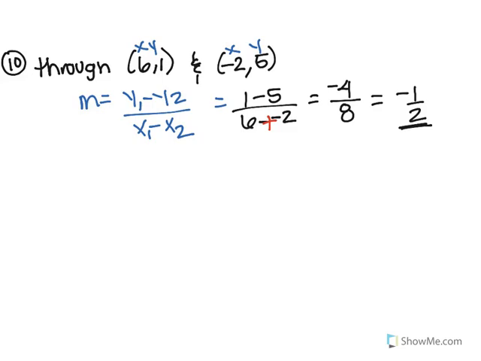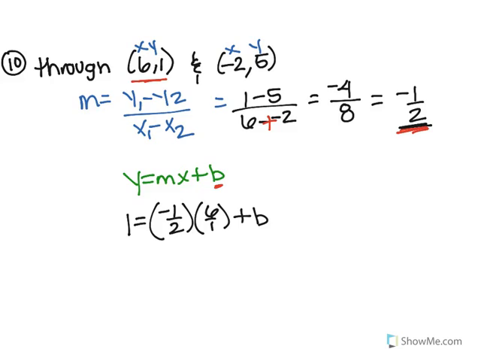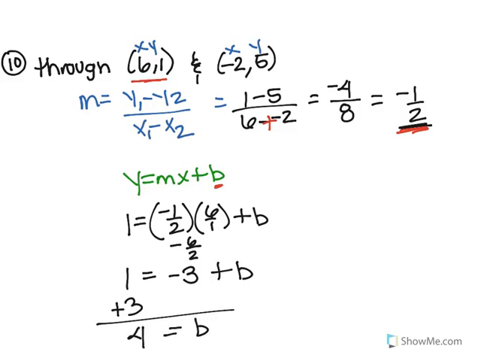So I'm going to use the first point, and this is my m, and we're going to plug in to y equals mx plus b so I can find this b. So my y is going to be 1. My m is -1/2. My x is 6 plus b. So you know that's -6/2, which is a -3. And to get b by itself, we're going to add 3, and therefore we get b is 4. So our equation would be y equals -1/2 x plus 4.